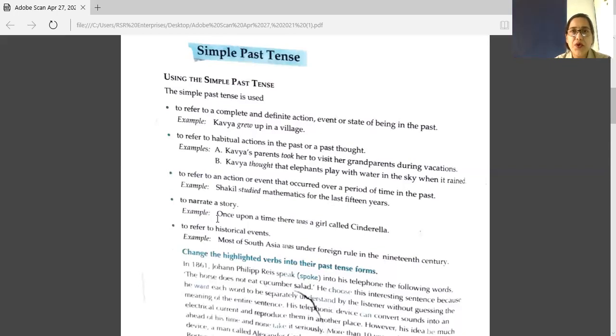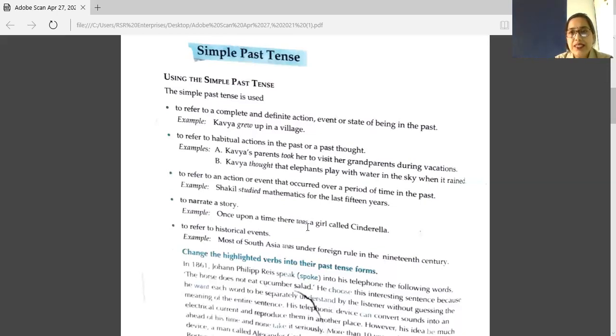Now, fourth point, to narrate a story. In stories, whenever we are writing a story, we have to use simple past tense. See this example. Once upon a time, there was a girl called Cinderella. So this is a line from the story. And here your verb is was.